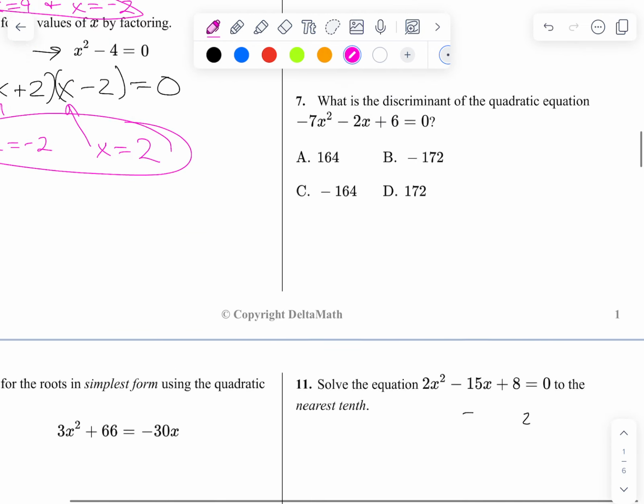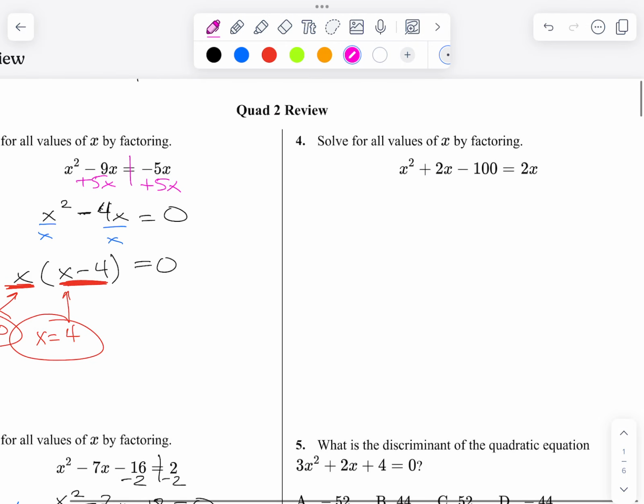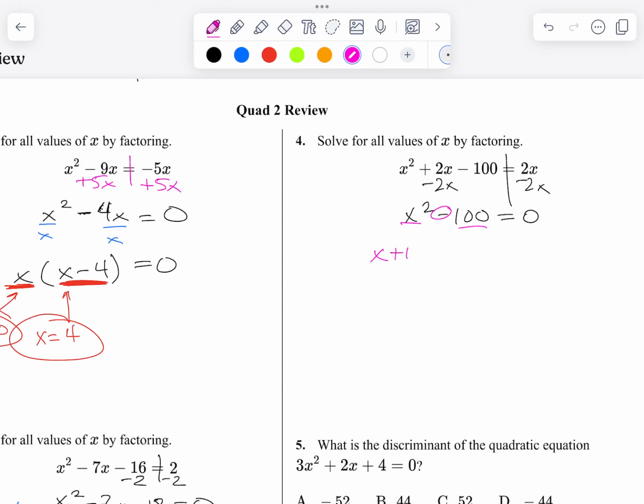Number 4. So in here I'm going to do minus 2x to get this equal to 0. I get x squared minus 100 equals 0. Again, this is a difference of squares problem. So this will be x plus 10, x minus 10 equals 0. Then my answers would be x equals negative 10, and the other one would be x equals positive 10.